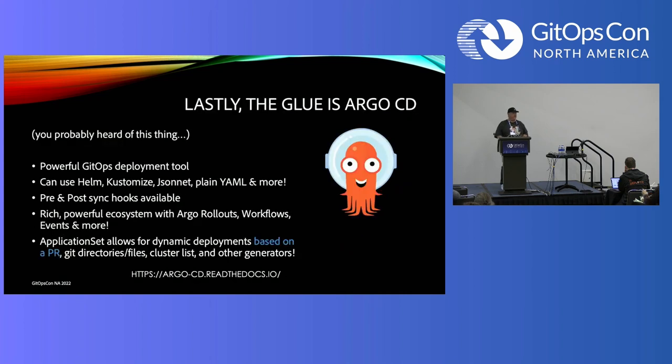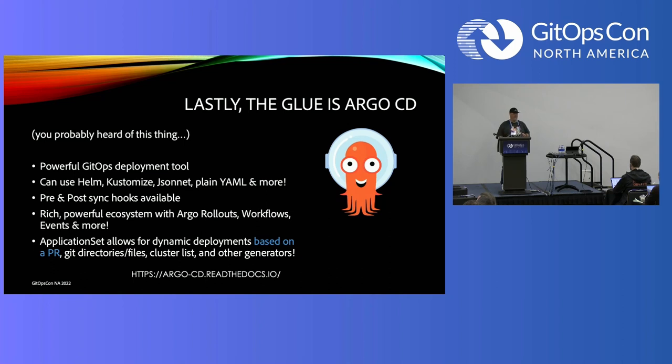And lastly, the glue is Argo CD. You've probably heard of this tool, along with the other ones that are very similar. I'm not going to dive too much into it, but the key callouts are the pre and post sync hooks. Those are really powerful features. I've noticed some people who are not used to GitOps may not be aware of those sort of things. It's got that powerful ecosystem around it.